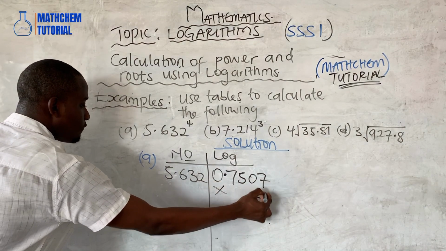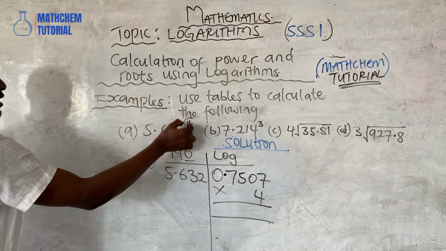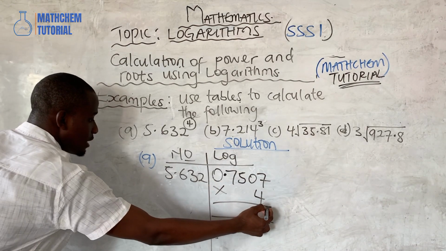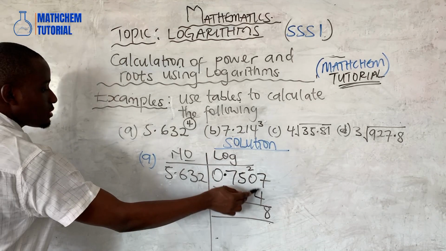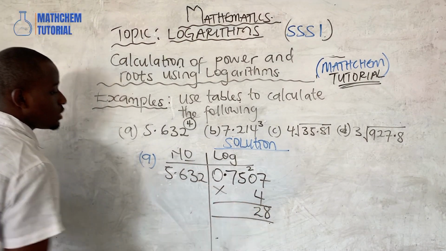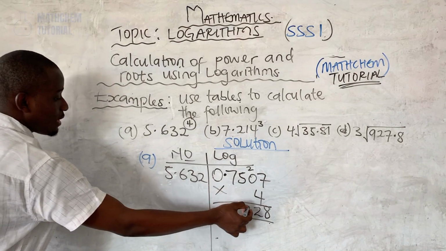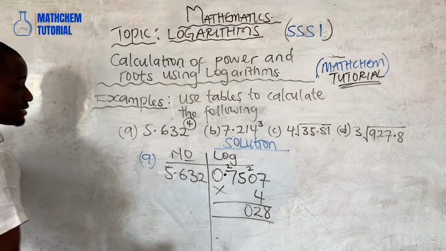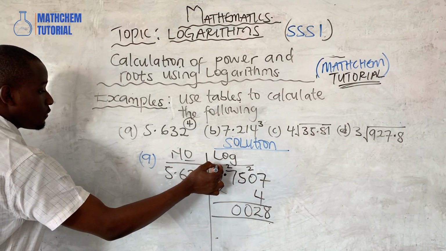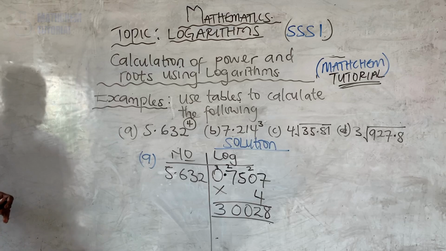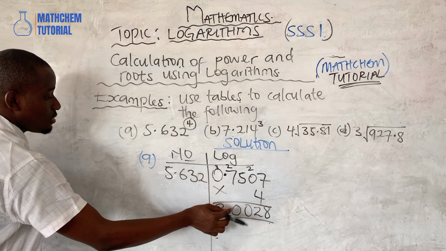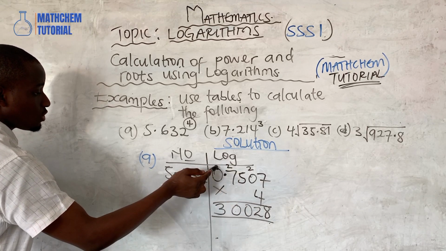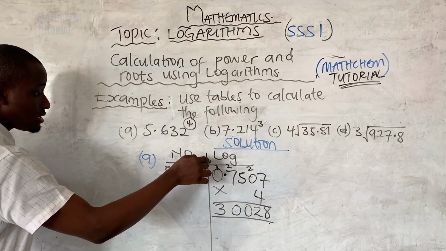So I'll multiply here by 4, because of this power here. Now let's multiply 7 times 4, that is 28. Sorry, let's come again. 7 times 4 is 28. 28 plus this 2, that's 30. You write 0, you keep 3 here. So 4 times 0, that's 0, plus this 3, then you have your 3 here.